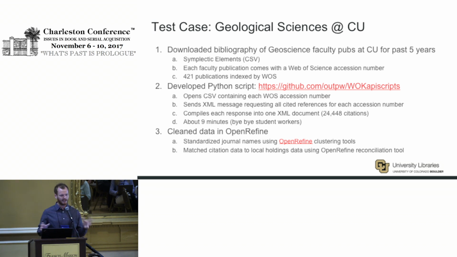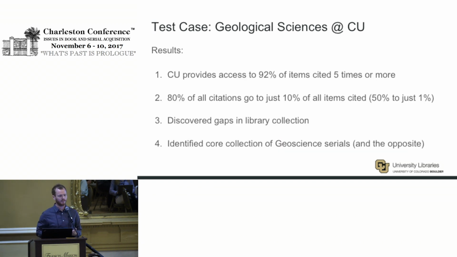When I went to match my data with our library holdings data, basically the idea is to do a data join, which you could do in some stat packages, and I joined based on journal names. To do that, though, there's a lot of cleaning involved because a lot of these citations come back just like they're published. So you get things like j.geophys.res instead of Journal of Geophysical Research. Luckily, OpenRefine has some really nice clustering tools that let you basically automate that too. And then I did my data join also using the reconciliation tools in OpenRefine.